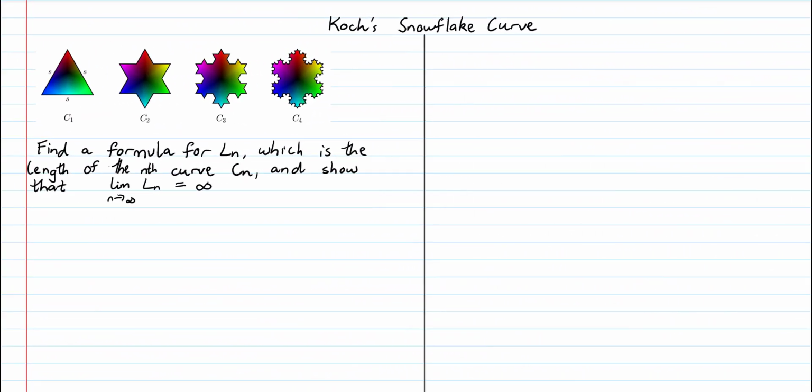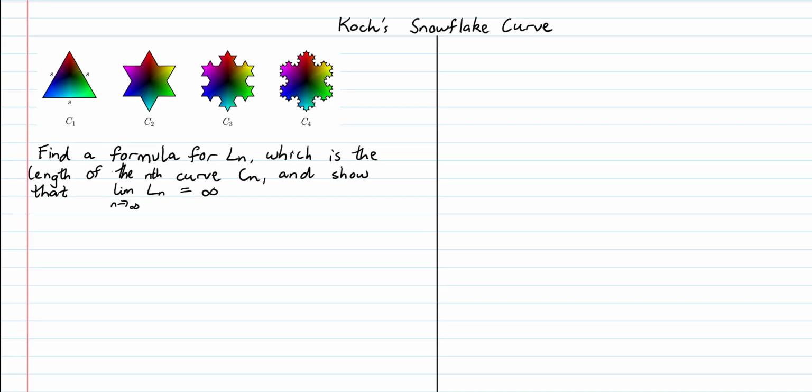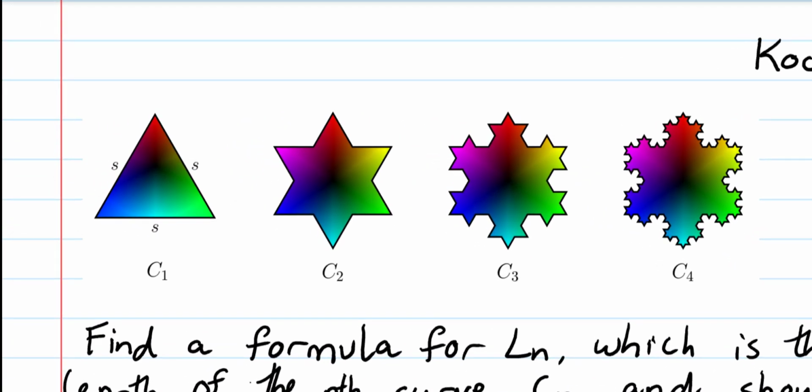We're going to look at Koch's snowflake curve, and this curve is interesting because it is a curve of infinite length but encloses a region of finite area. So to generate the curve, we start with an equilateral triangle whose sides have length, say, S, as we can see in curve C1 here.